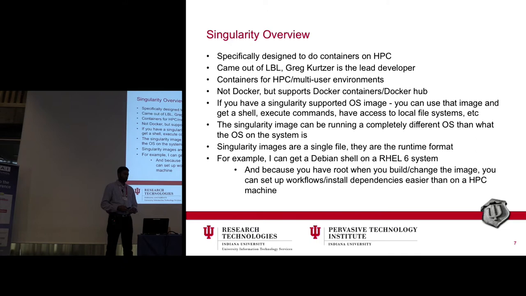Obviously, it's not Docker, but it supports Docker containers and Docker Hub. You can pull stuff directly from Docker Hub, and when I say pull, you can pull a Docker image and then create a Singularity image out of it. And obviously, you can also build your own Singularity images via Singularity build files. It's always a single file, which has been advertised as one of the big benefits for Singularity, and it's easier to copy around and move stuff around, I guess. Right, I think that covers that.